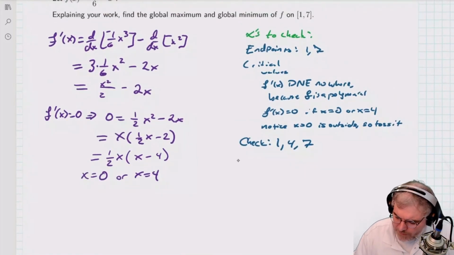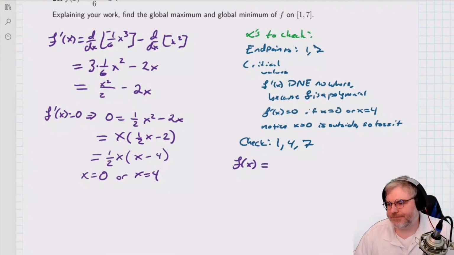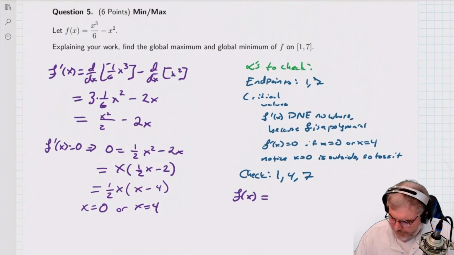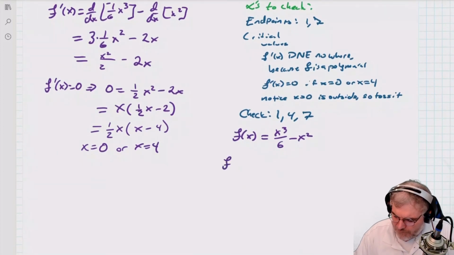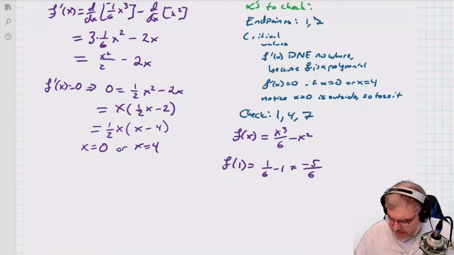So now I'm going to rewrite f of x so I don't accidentally use f prime of x. I'm going to write f of x equals x cubed over 6 minus x squared here, right? So now I'm going to write f of 1 equals 1/6 minus 1 equals negative 5 over 6. F of 4, oh, that's unpleasant, isn't it?